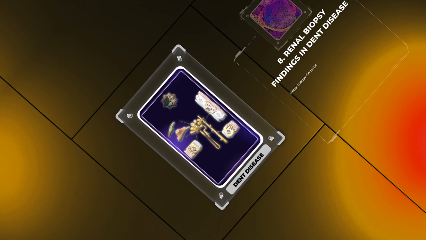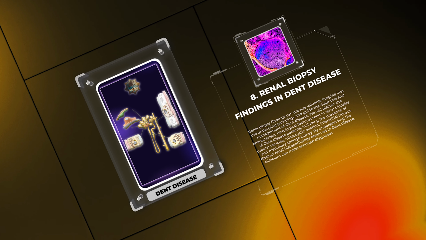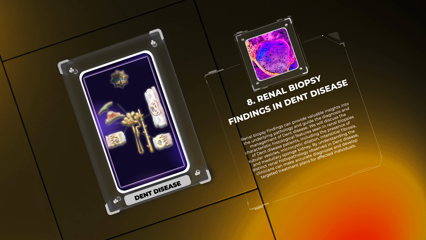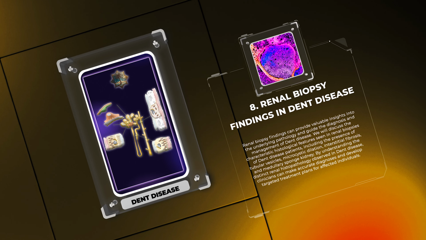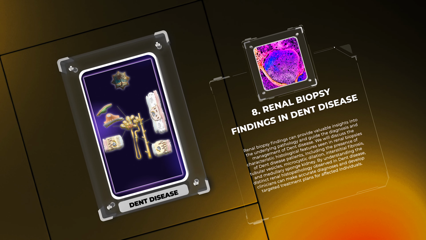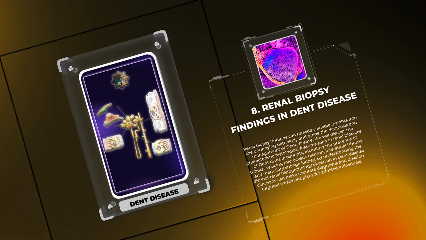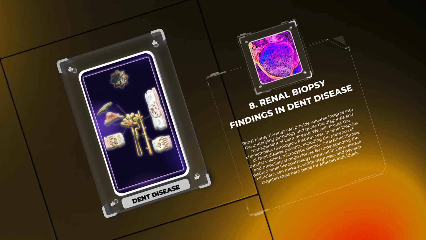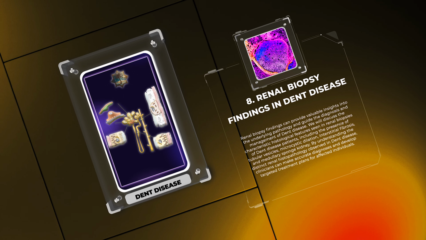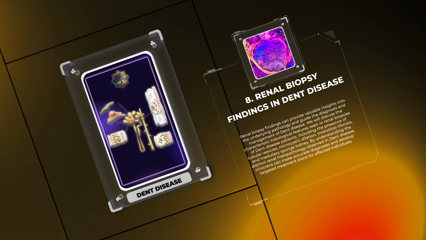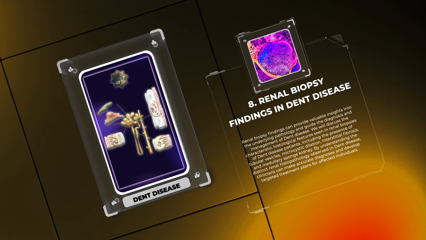Renal biopsy findings can provide valuable insights into the underlying pathology and guide the diagnosis and management of Dent disease. We will discuss the characteristic histological features seen in renal biopsies of Dent disease patients, including the presence of tubular vesicles, microcystic dilation, interstitial fibrosis, and medullary sponge kidney. By understanding the distinct renal histopathology observed in Dent disease, clinicians can make accurate diagnoses and develop targeted treatment plans for affected individuals.